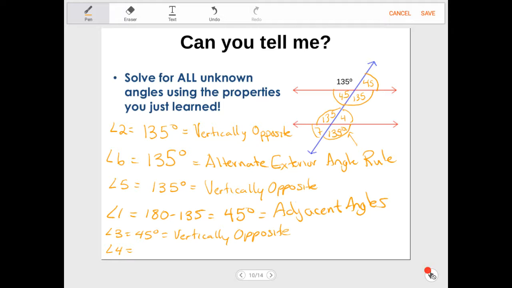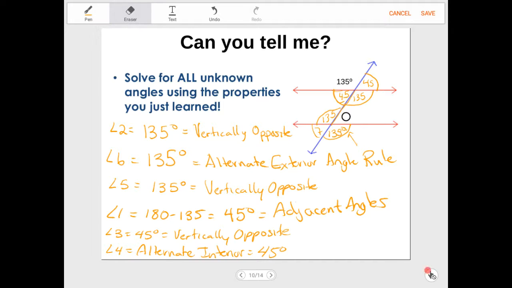For number 4, I'm going to use the alternate interior rule, because the alternate interior rule says stay inside of the parallel lines, come down the transversal, and flip. So I know the alternate interior angle of the measurement number 4 is also 45 degrees.